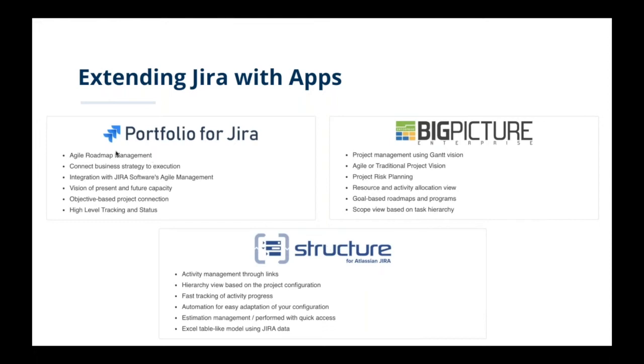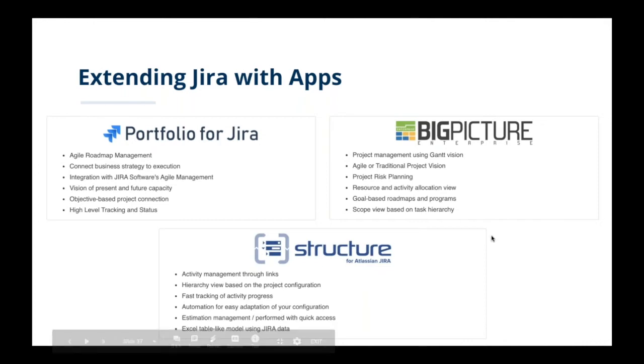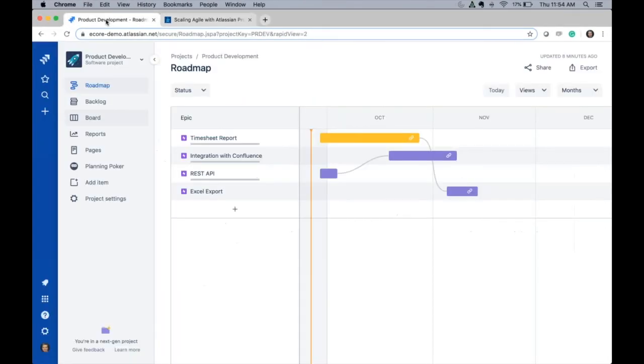Okay, so agile roadmap management, project management using Gantt vision, and Structure, it's more like an Excel table-like model. So we have different formats. Portfolio is more from the timeline, how we can use Jira to show you this information. BigPicture is more from a Gantt chart, more a traditional view, but with an agile perspective. And Structure is more an Excel table, to at least see the information based on your company. And here we have some quick examples that I can show to you guys.